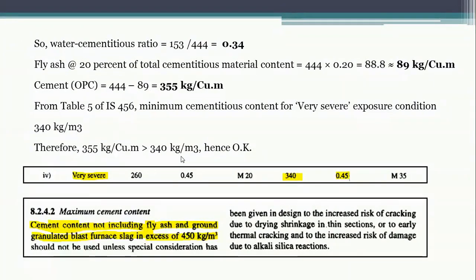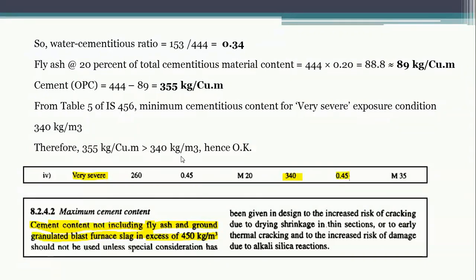Earlier the water cement ratio was 0.38. So after increasing the cement content by 10%, now the water cement ratio is reduced, and it is still within the limit. It is still within the maximum water cement ratio, so no problem. Only if it exceeds the maximum water cement ratio, then it is a problem, otherwise it is not at all a problem.